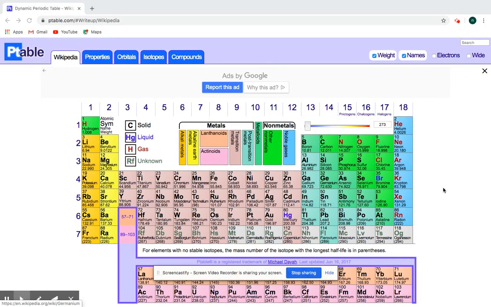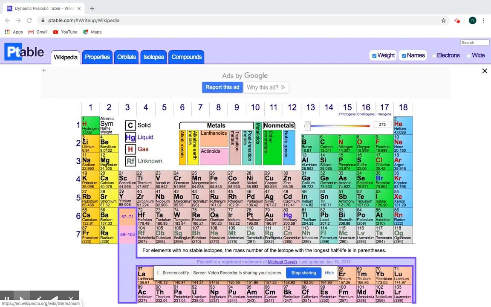So the first thing that we're going to be talking about is atomic number, which is the number of protons that each element has. For example, hydrogen has 1 proton, so it has an atomic number of 1. This is the way in which elements are put in order in the periodic table. It's these numbers right here. That would be your proton number or atomic number.